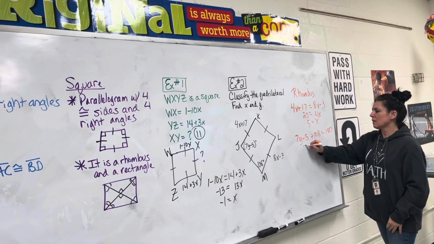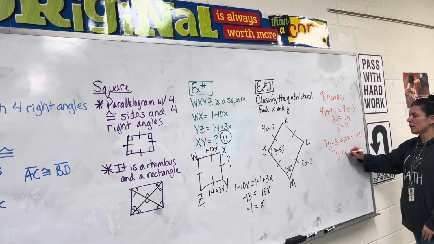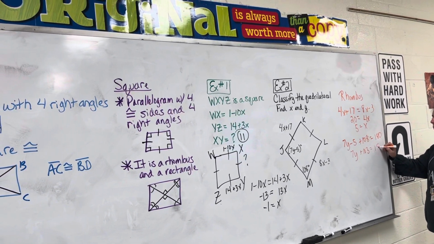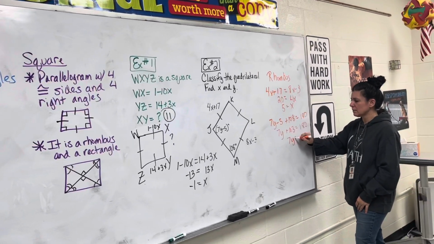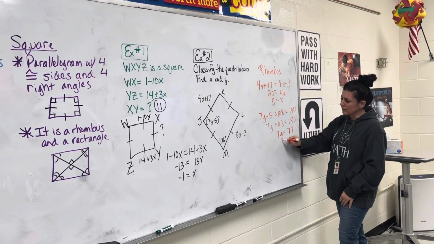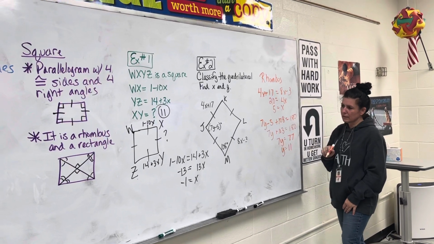So when I consolidate here, we get 7y plus 103 equals 180. Subtract 103 on both sides. And then divide by 7, we get y equals 11.